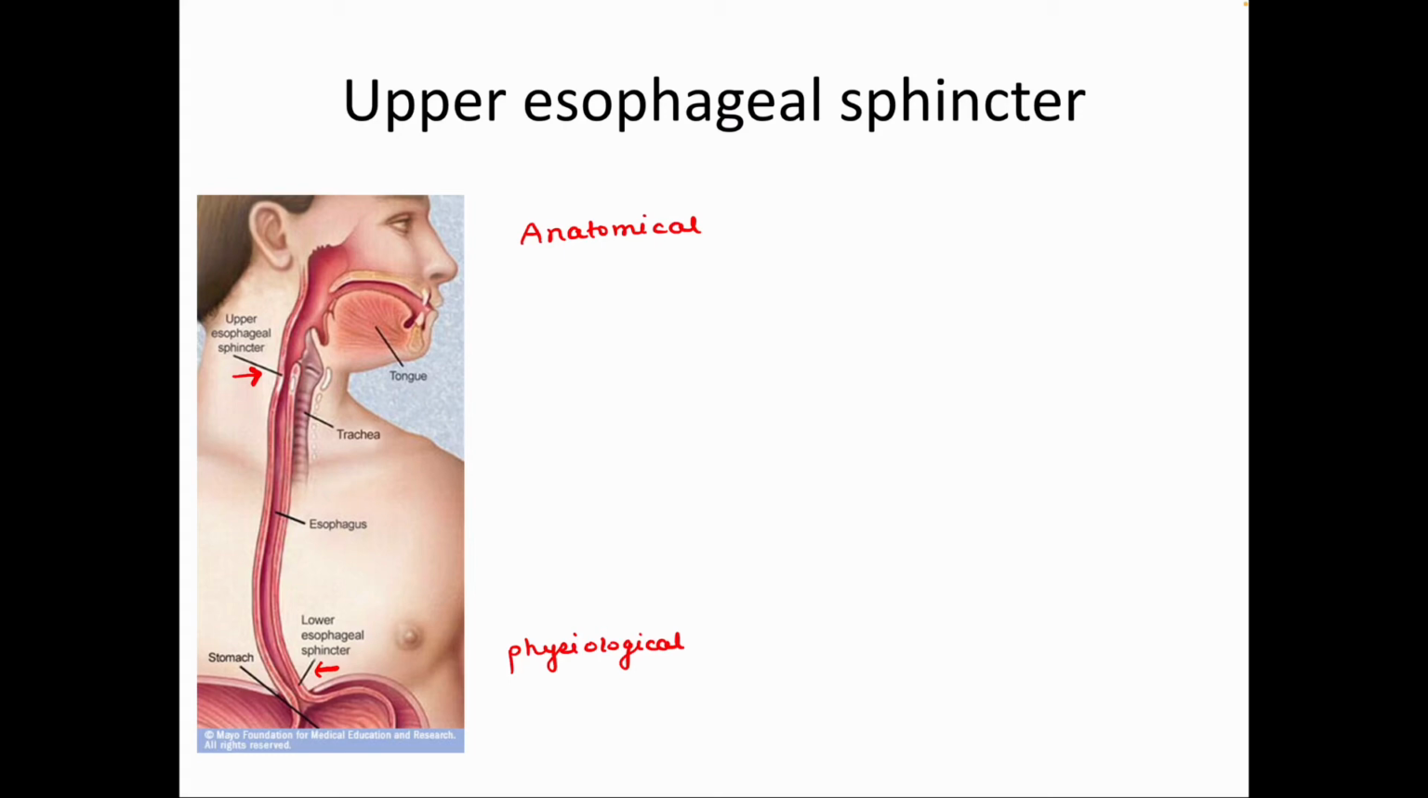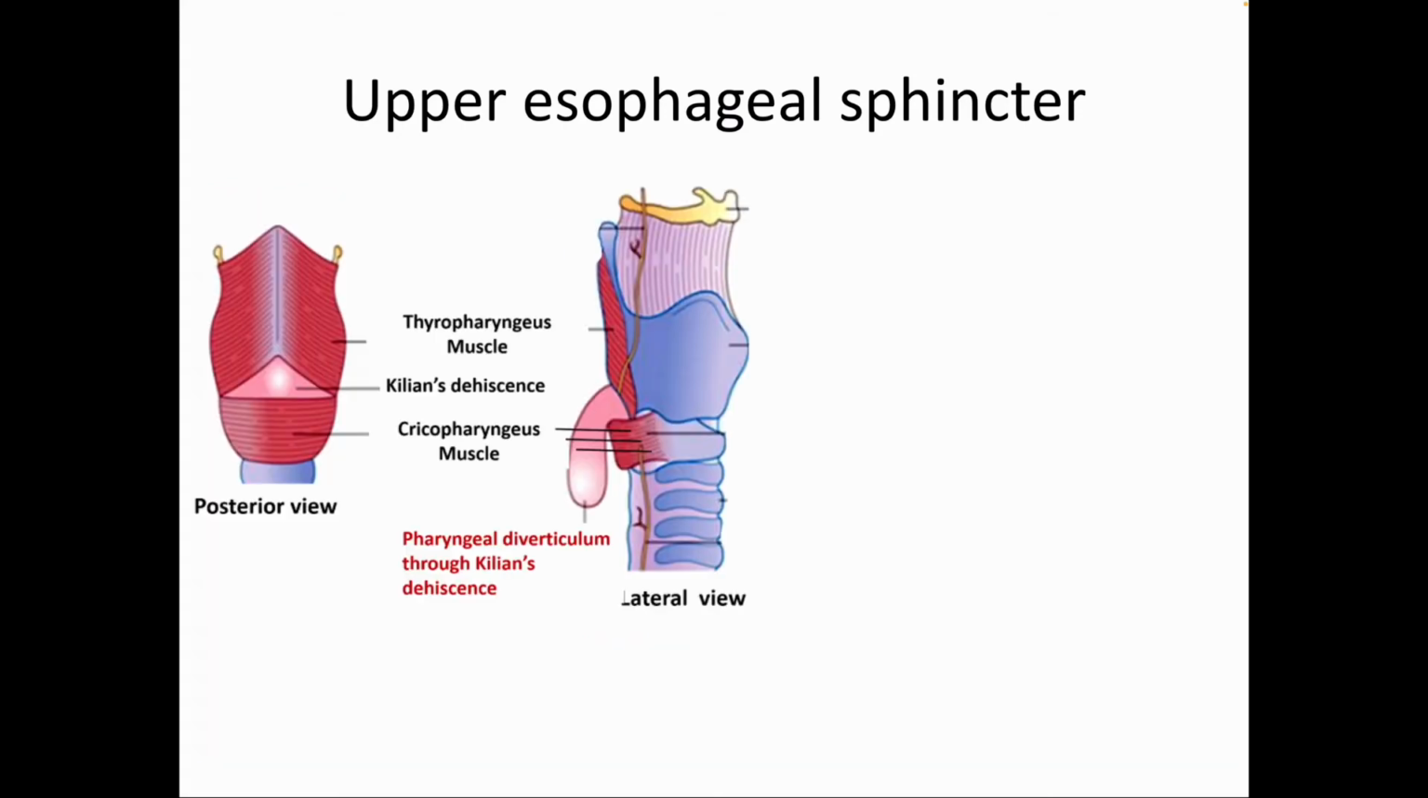So let's see about the upper esophageal sphincter, which is the anatomical sphincter. Upper esophageal sphincter is made up of two muscles. One muscle has oblique fibers, this muscle is thyropharyngeus, and the second muscle has longitudinal fibers, this is known as cricopharyngeus muscle. So thyropharyngeus and cricopharyngeus, when they meet on both sides, there is a potential space formed in between. This space is known as Killian dehiscence.